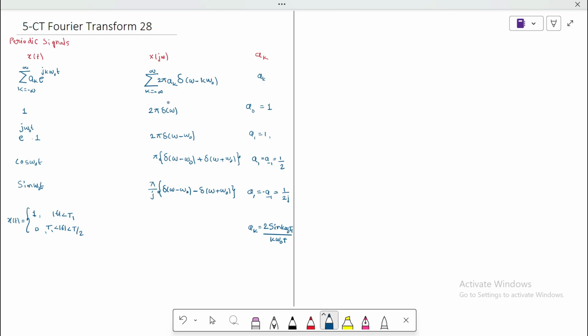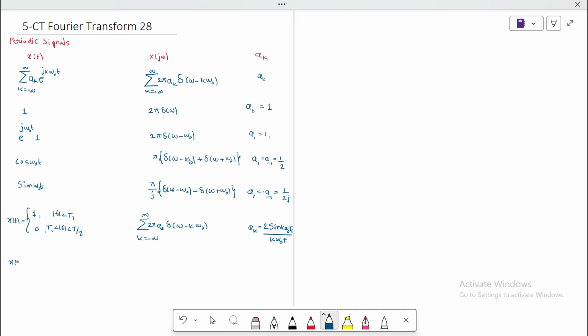I'm not writing this ak value here. I'm simply taking the general formula, 2 pi ak, and not substituting the ak value, because it is a bigger expression. You should write this formula in this equation, and then we get the Fourier transform for this one: 2 pi times the sum of ak into delta of omega minus k omega naught, with k from minus infinity to plus infinity. All of this was discussed in previous classes.